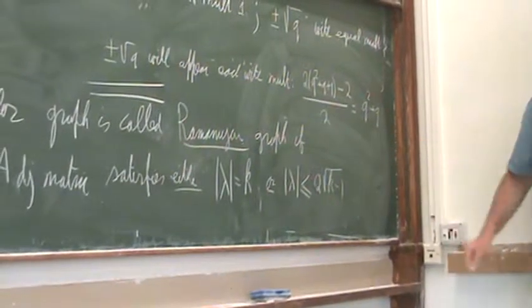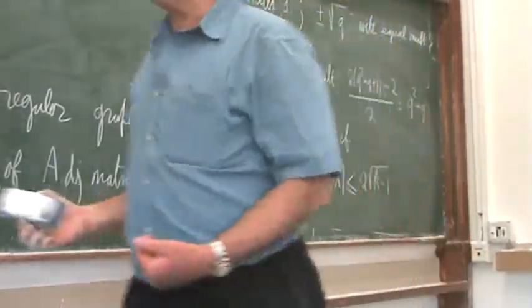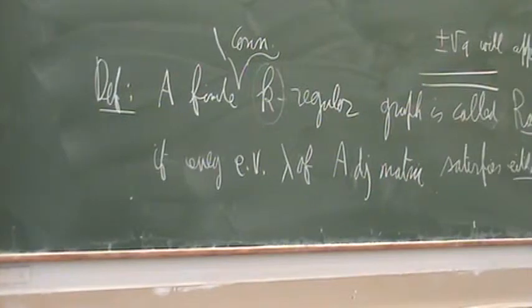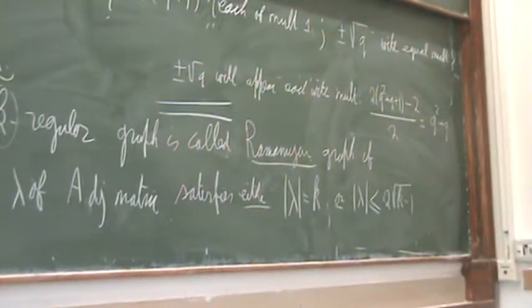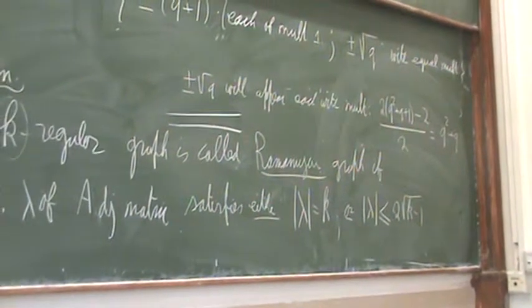Now, why does this number, square root of k minus 1, come into the game? I will not give you the full explanation here. I'll just quote the theorem of Alon-Boppana. So first of all, okay, just a moment.